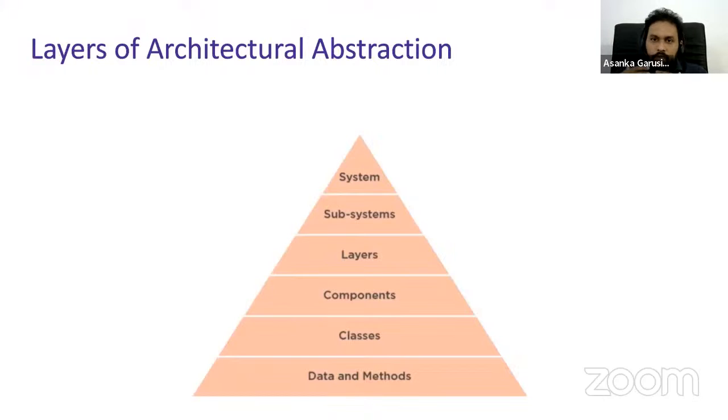When it comes to architectural abstraction, you should have a system and a subsystem within that, and layers, components, classes, and data and methods. These are the basic items that we can integrate into the architectural pillar. Most of these things are currently being used in our day-to-day software development practices, right?